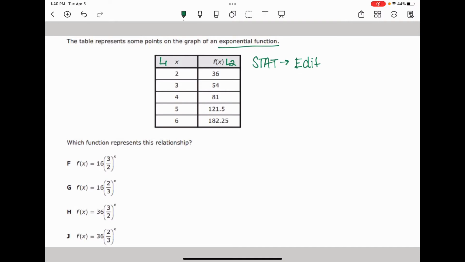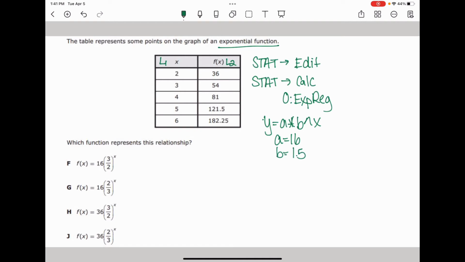And then once you've done that, you're going to click Stat and then arrow over to Calculate. And then you're going to choose option 0, which is exponential regression, and then hit Enter. And it should say y equals a times b to the x, and then it says a equals 16 and b equals 1.5. So that will give you answer choice F.